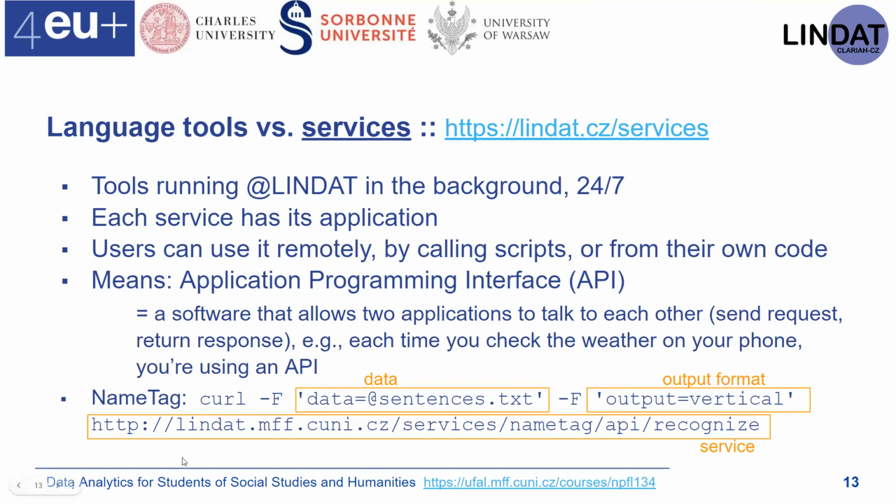Here is an illustration of how to use an API of the NameTag service, just to have a brief idea what it means. So here you are, it's the way how to run a NameTag service. Here we specify the input data, in other words, a file of sentences to be processed. And here, using this parameter, we specify an output format. In this case, the output is represented in a form where each token is on a separate line. And by the word we can read the named entity classification.